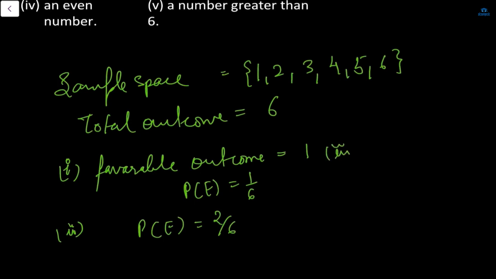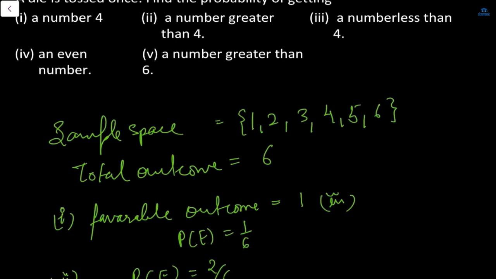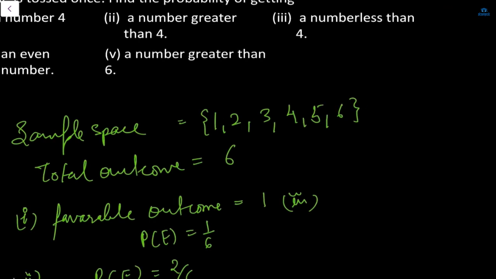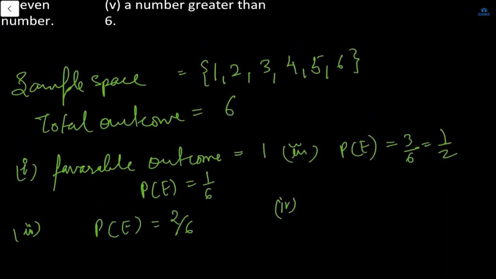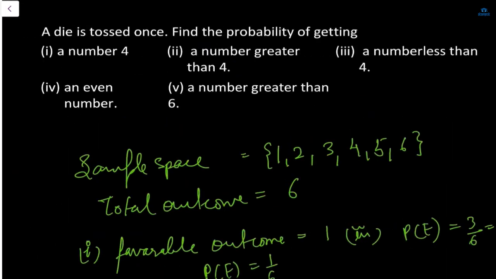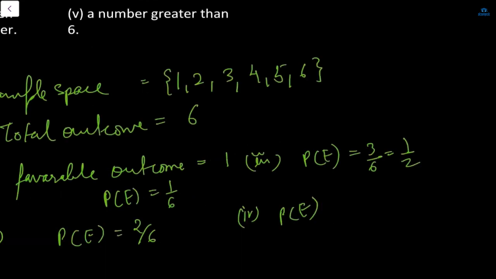Third one is a number less than 4. Here the favorable outcomes are 3, so 3/6, which is 1/2. Now an even number. Even number outcomes are 2, 4, 6. Mom, I thought you said 3 is an even number. No, I'm saying 3 outcomes will be there. So 1 by 2.